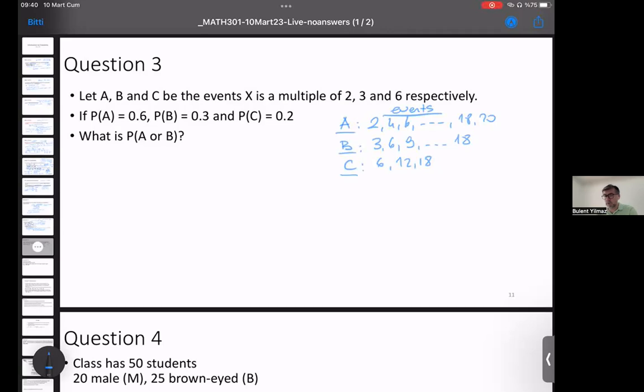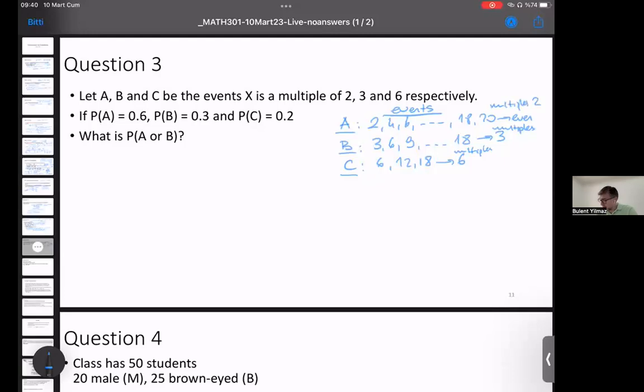These are possible outcomes. That means a subset of the sample space. What was the sample space? 1 to 20. What is this A? It's a subset. It's like the even numbers. This is the even numbers. This is the multiples of 3. This is the multiples of 6. Okay, multiples of 3, multiples of 6. And this is multiples of 2.